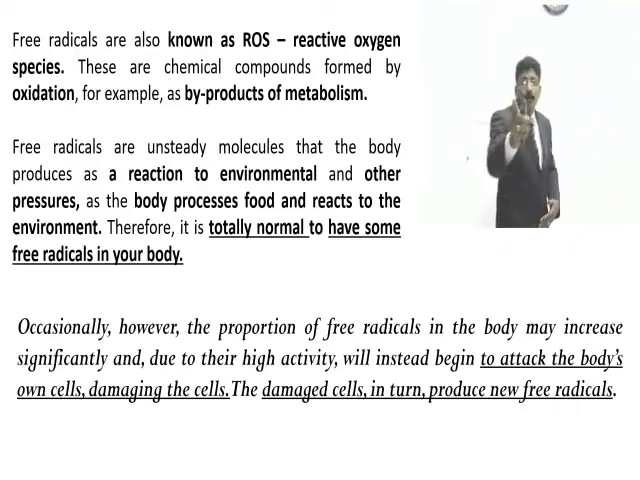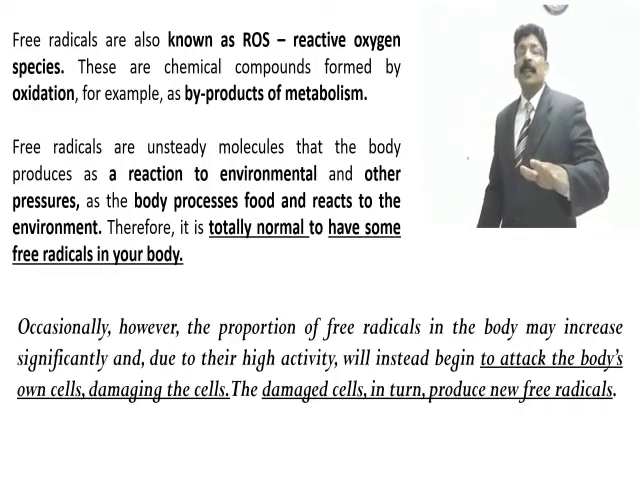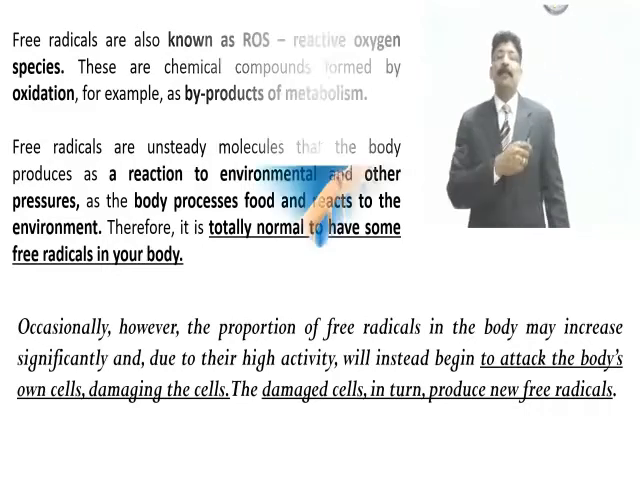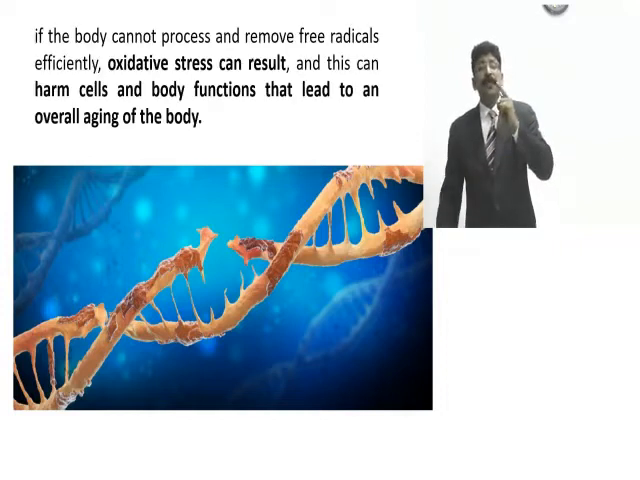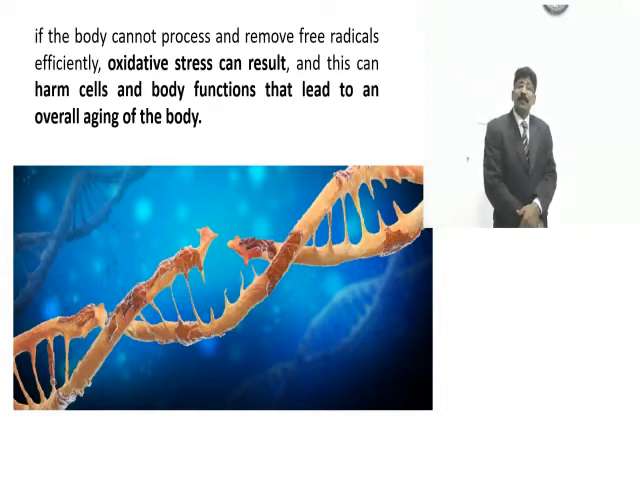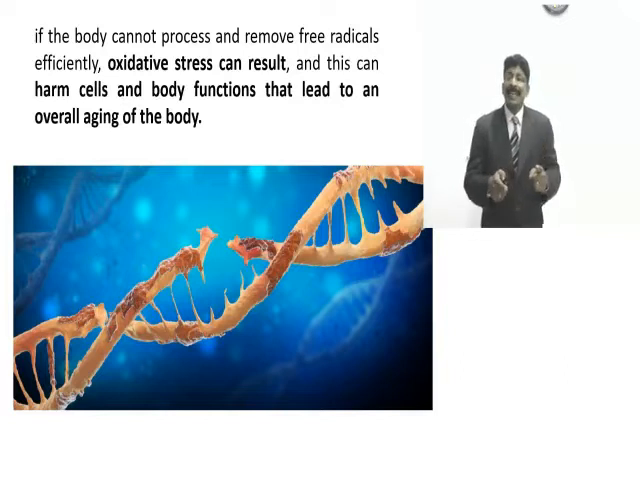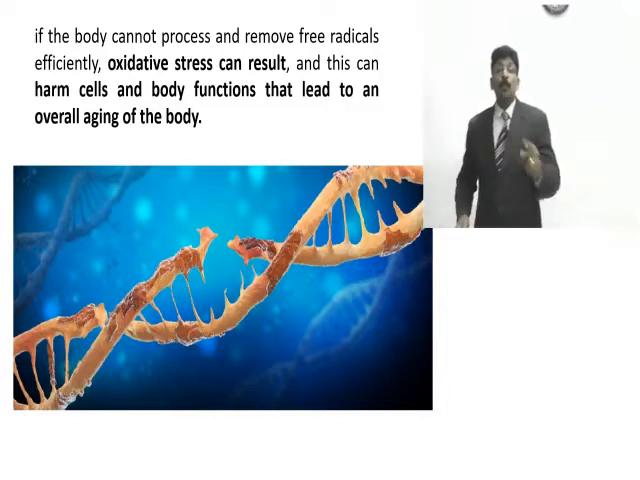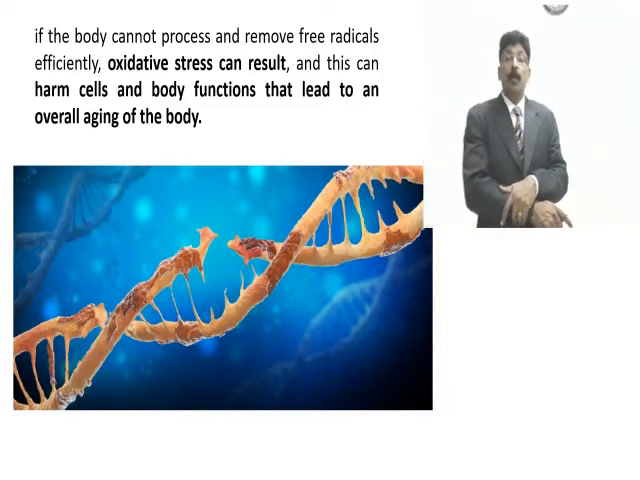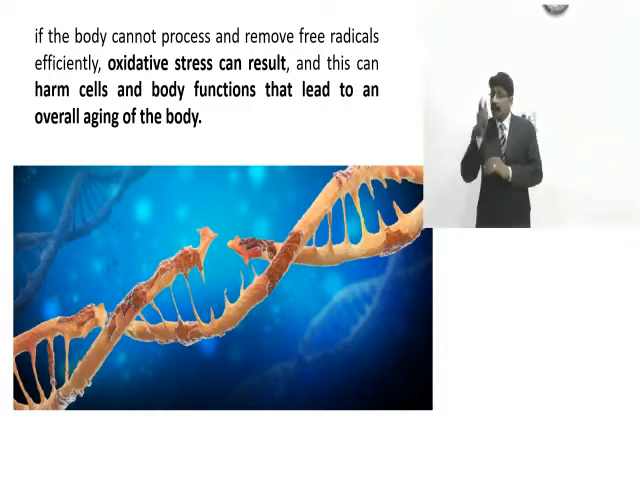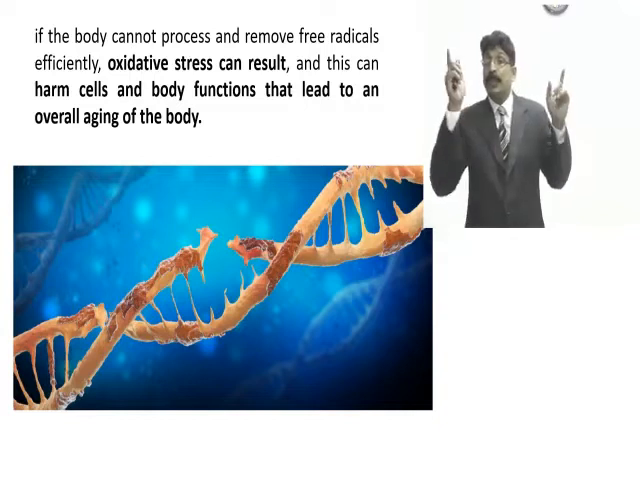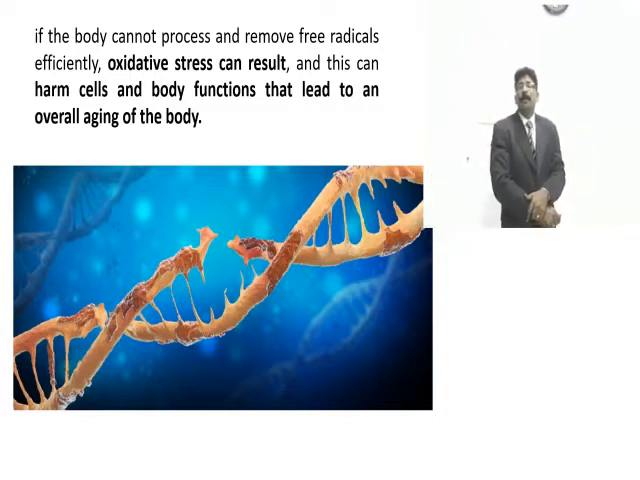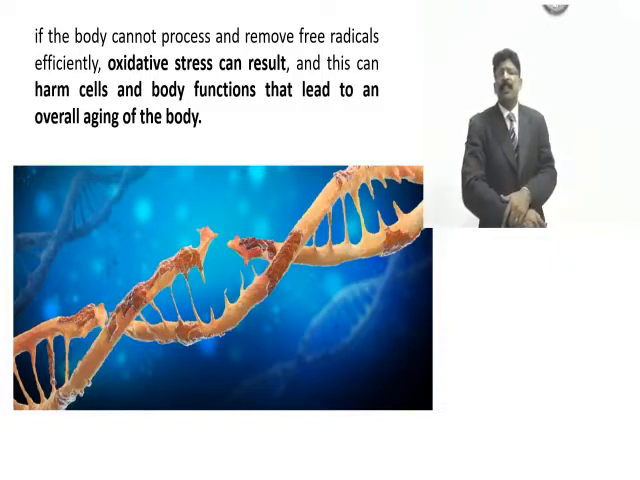So our antioxidants can suppress this free radical by donating an electron. This is the understanding by means of this slide which I made. If the body cannot process and remove the free radicals efficiently, oxidative stress can result, and this can harm cells and body function and lead to overall aging of the body, overall pressure on the body, and you can see damage to the DNA. The picture which I have shown is damage to the DNA. That is the main thing that happens by means of free radicals in our body.